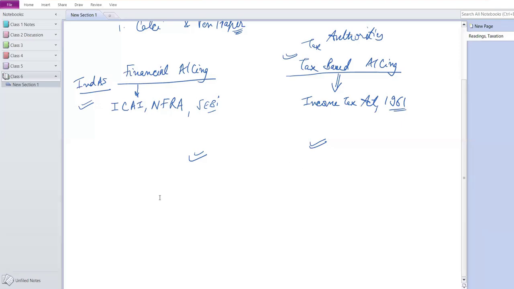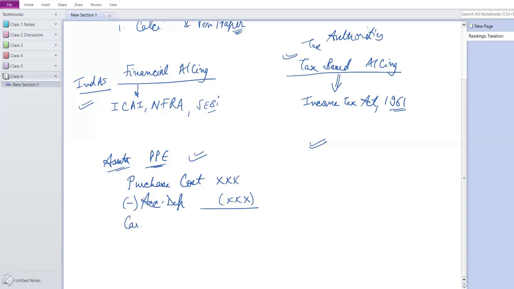I'm just introducing one terminology over here. On the asset side, let's say you have any property, plant and equipment on the asset side of your balance sheet. Let's say you have purchased an asset and paid a purchase cost, let's say XXX. Now you will deduct the accumulated depreciation out of it. The value which you get as the ultimate outcome to be shown in your balance sheet is known as the carrying value.